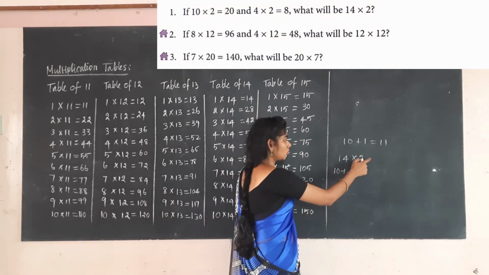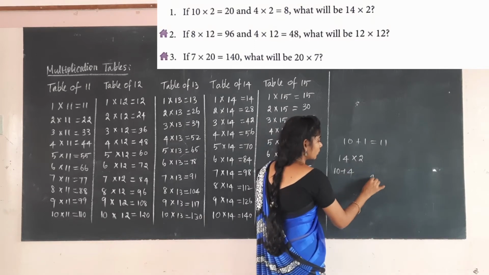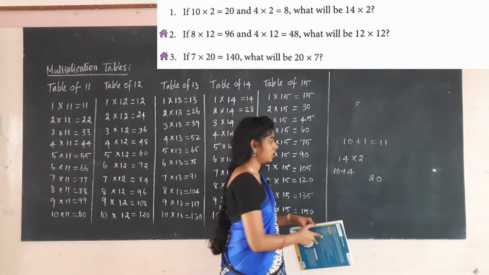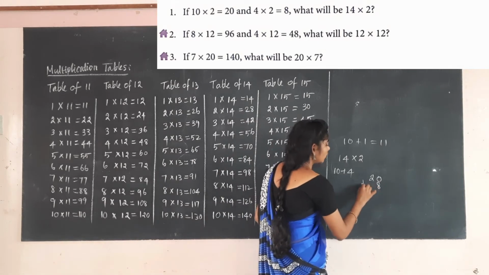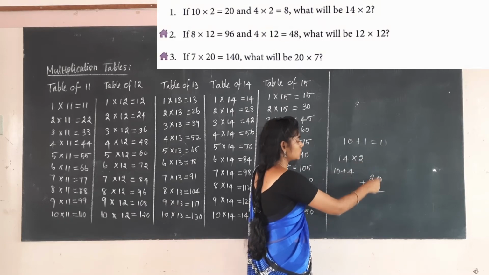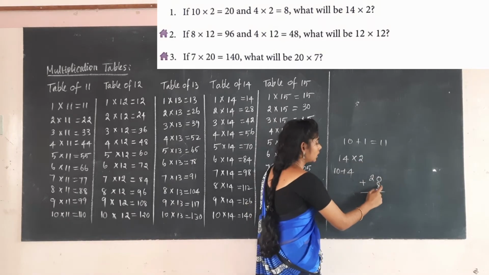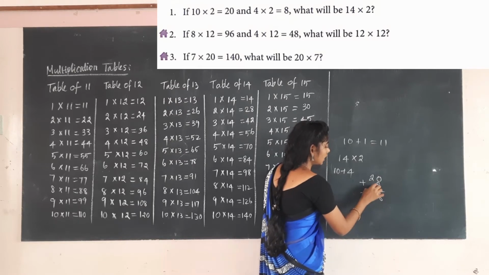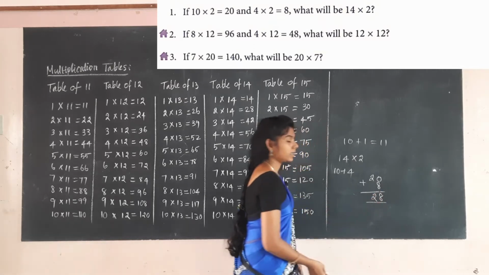So 10 into 2 is 20. The next one is 4 into 2 is 8, already it is given here. So we are going to add these two numbers, that is 10 2s are 20 and 4 2s are 8. While we are adding, we will get 0 plus 8 is 8, and 2, here there is no number, so you are writing 2. So 28 is the answer.